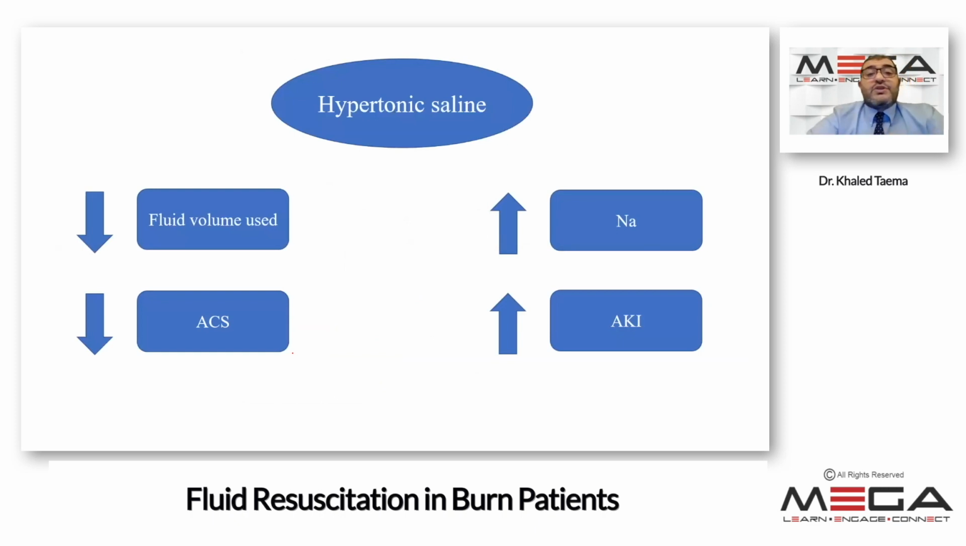Some authors consider the use of hypertonic saline, and in many trials it showed a decrease in the fluid volume used, and in some trials there was a decrease in acute compartment syndrome. But actually, this was at the expense of a higher incidence of hypernatremia and acute kidney injury.